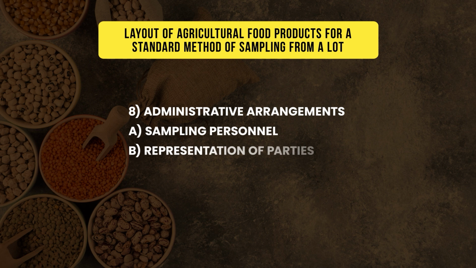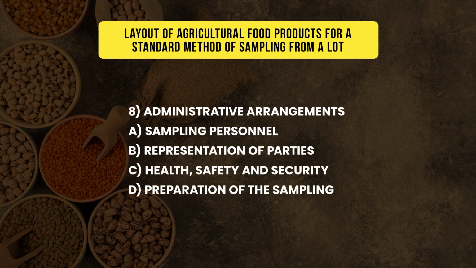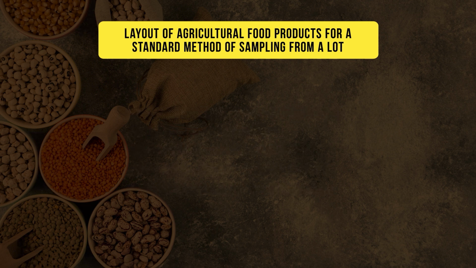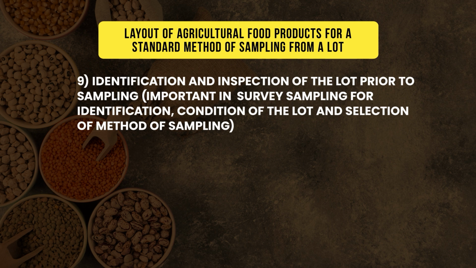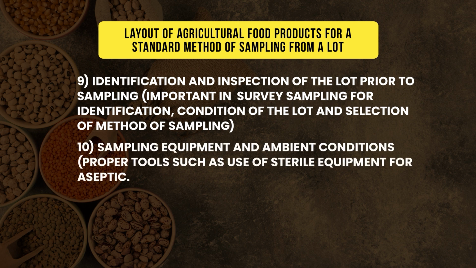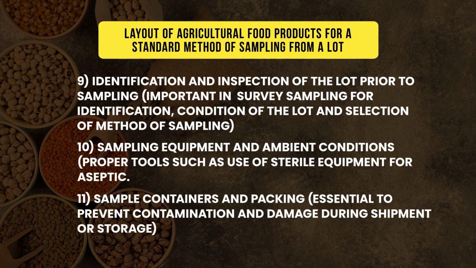The person who is going to go for sampling must be authorized. Representation of parties concerned. There must be an agreement between the one who is carrying out the sampling, and the person whose lot has to be sampled. Health, safety and security precautions. Preparation of the sampling report. Identification and inspection of the lot prior to sampling. Sampling equipment and ambient condition.